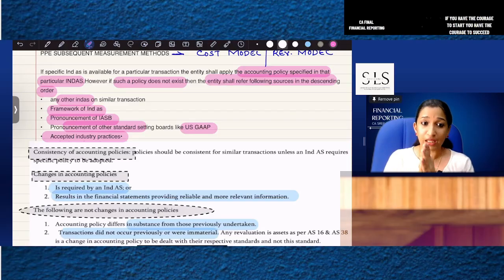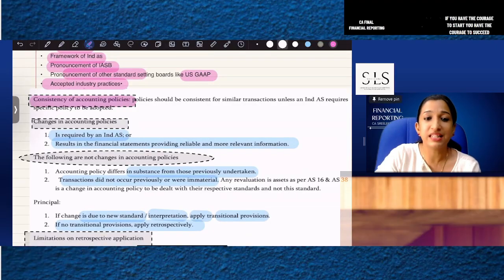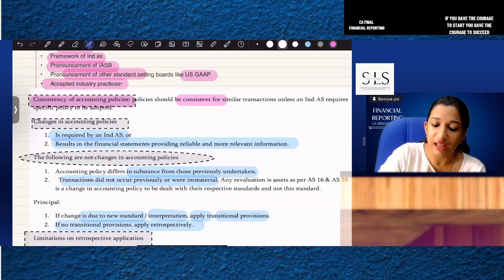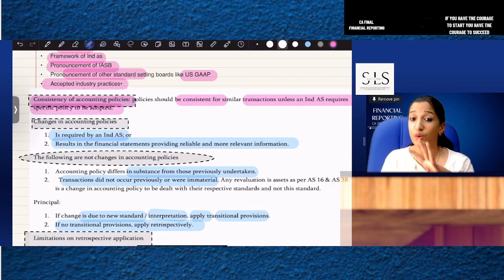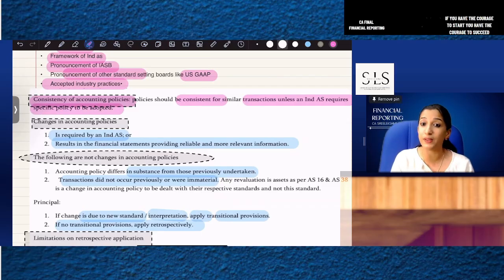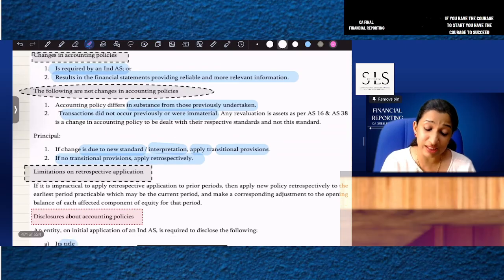Okay. Now, consistency. The entity should follow the accounting policies consistently unless an Ind AS requires a specific policy to be adopted. Otherwise, all accounting policies are to be consistently followed. Basic. Okay. Now, can you change an accounting policy? Can you change an accounting policy?